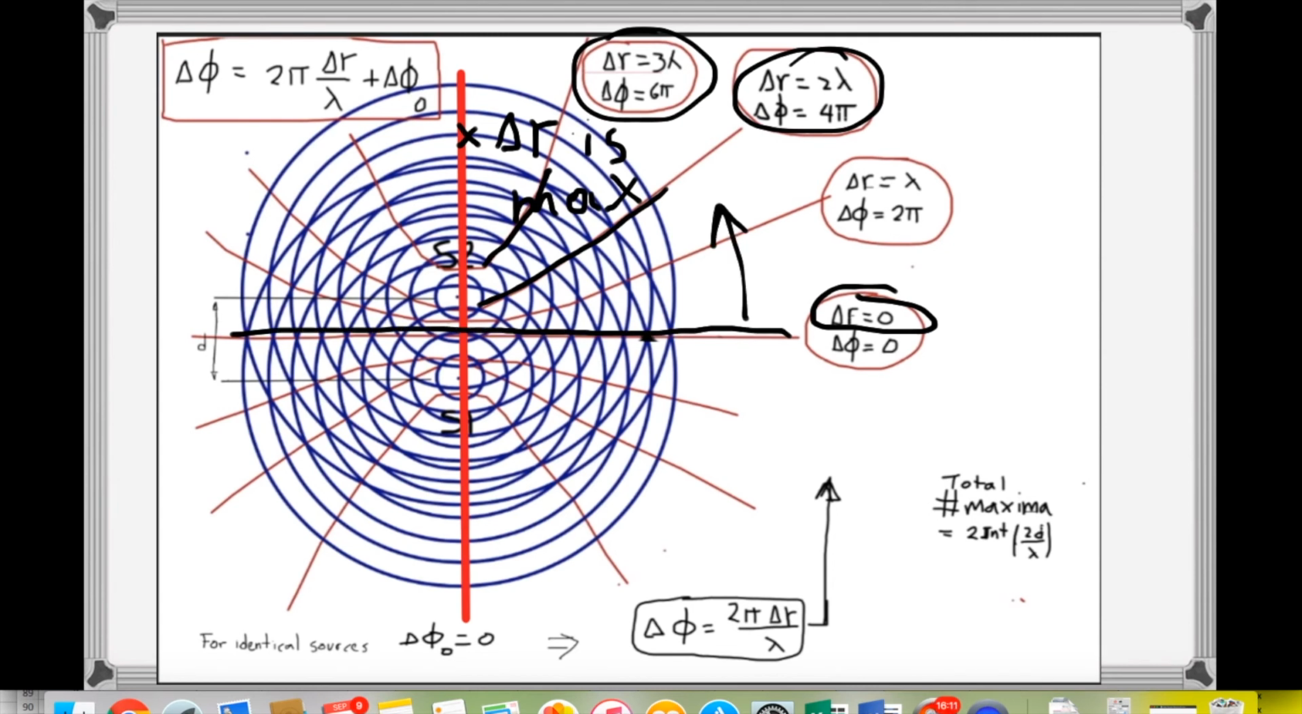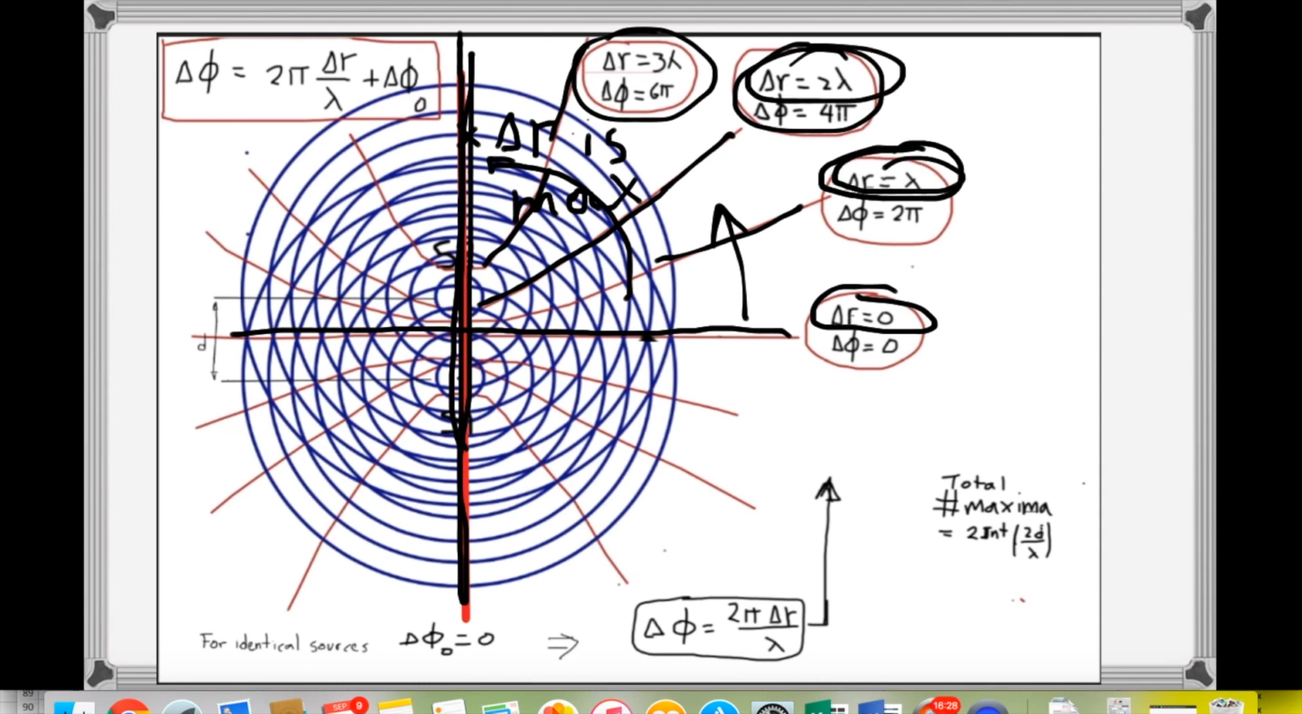Now we have delta r equal lambda along this line. Then when we cross this line, delta r is 2 lambda. And when we cross this line, delta r is now 3 lambda. And so delta r is growing as we move in this direction until we hit this maximum delta r line. Along this line, the difference in phase between the two sources is a maximum.